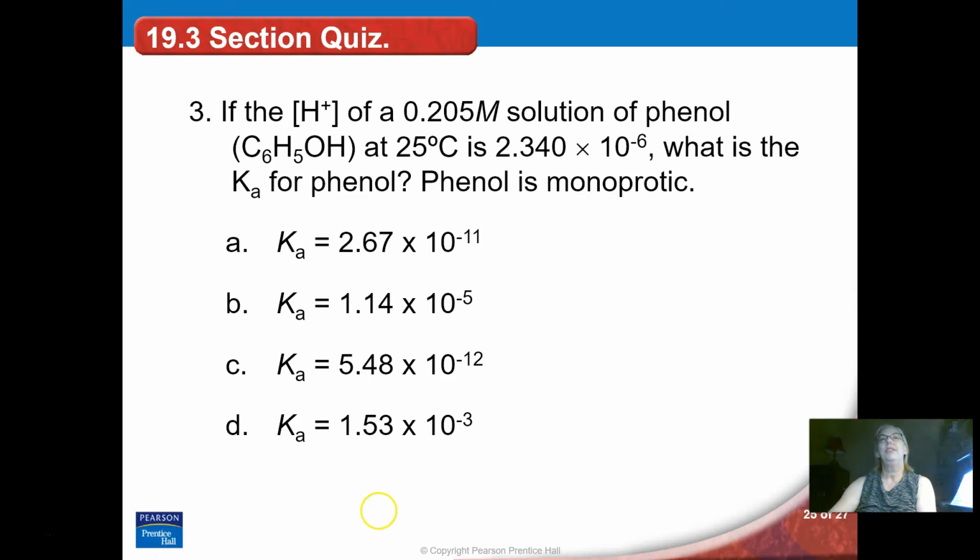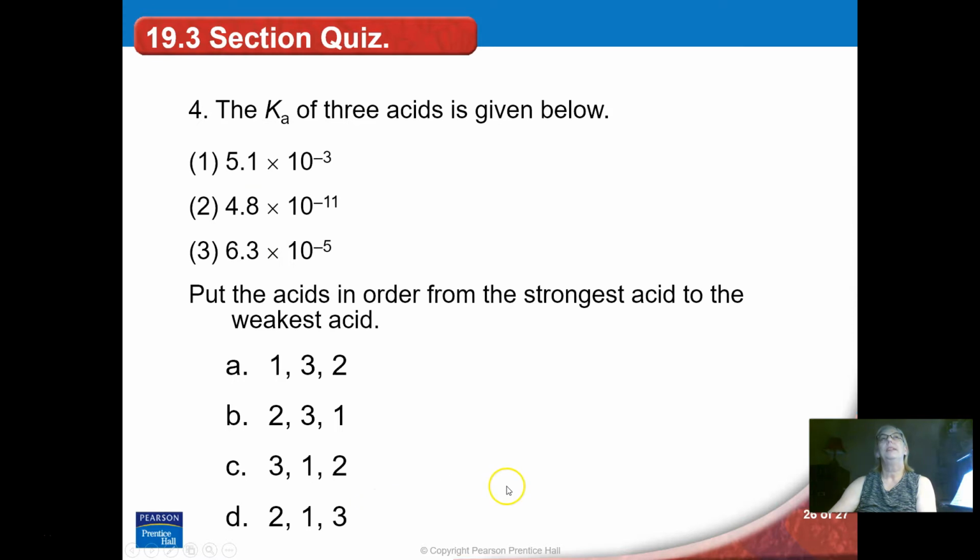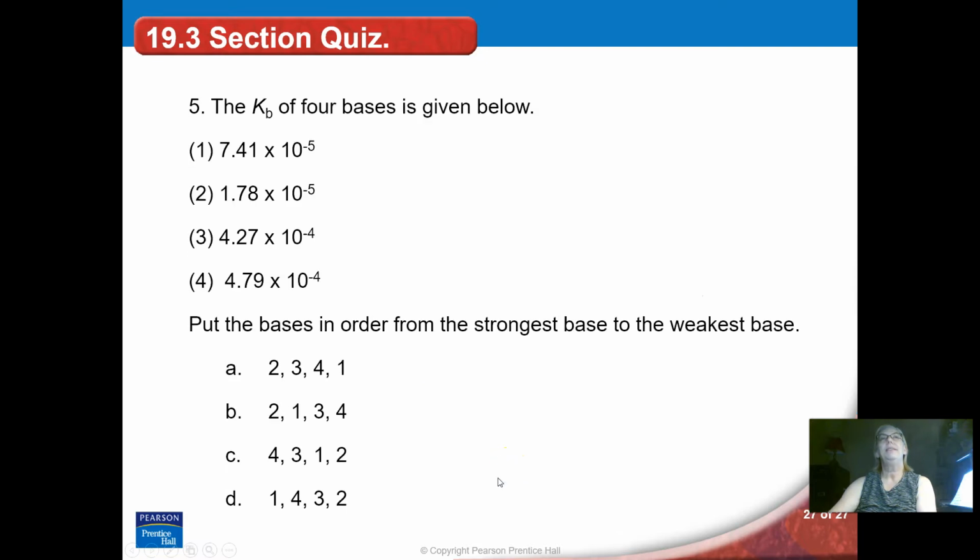This is the ICE chart kind of problem, so you should get that value when you're done. And see if you can put these acids in order from strong to weak. And that's the answer. Same thing with bases. See if you can put these in order from strong to weak. You should get that in that order.